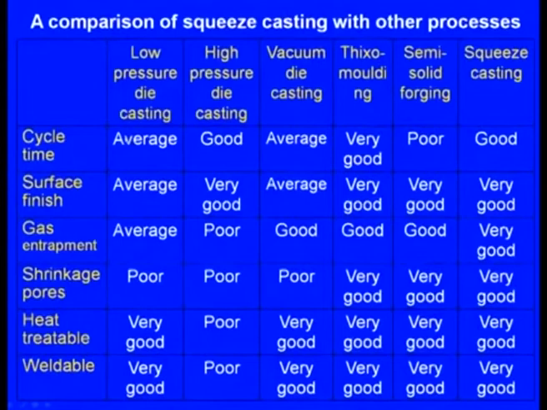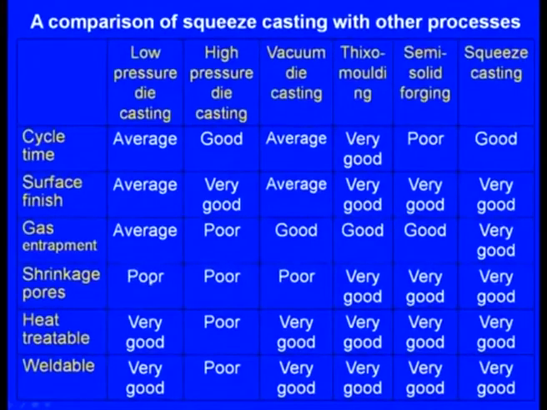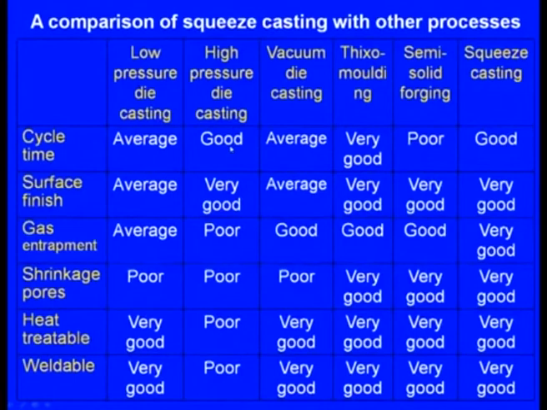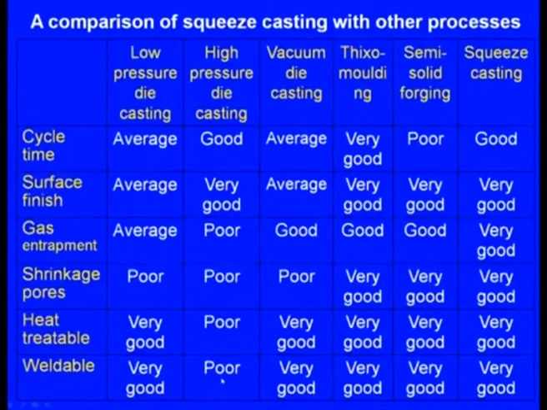In the case of low pressure die casting, cycle time is average, surface finish is average, gas entrapment is average, shrinkage force poor, heat treatability very good, weldability very good. In the case of high pressure die casting, cycle time is good, surface finish very good, gas entrapment poor, shrinkage force poor, heat treatability poor and weldability poor. In the case of vacuum die casting, cycle time average, surface finish average, gas entrapment good, shrinkage force poor, heat treatability very good and weldability very good.